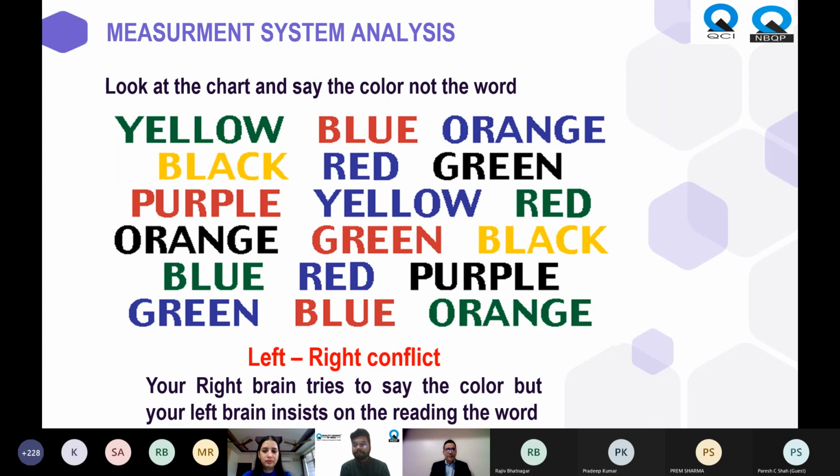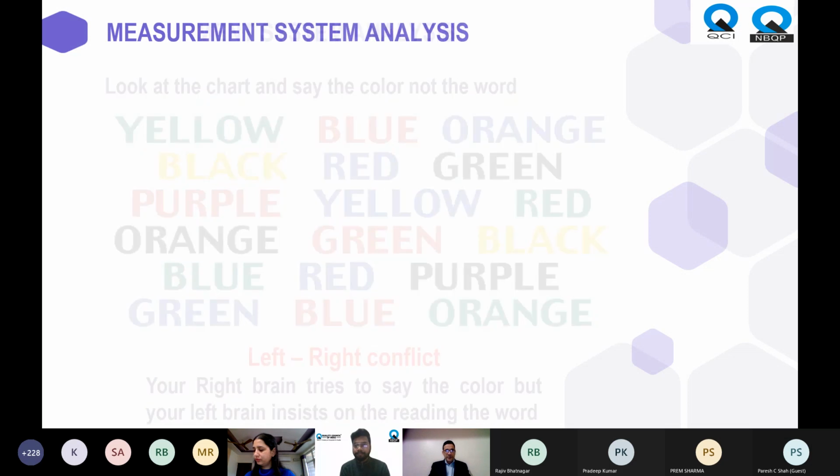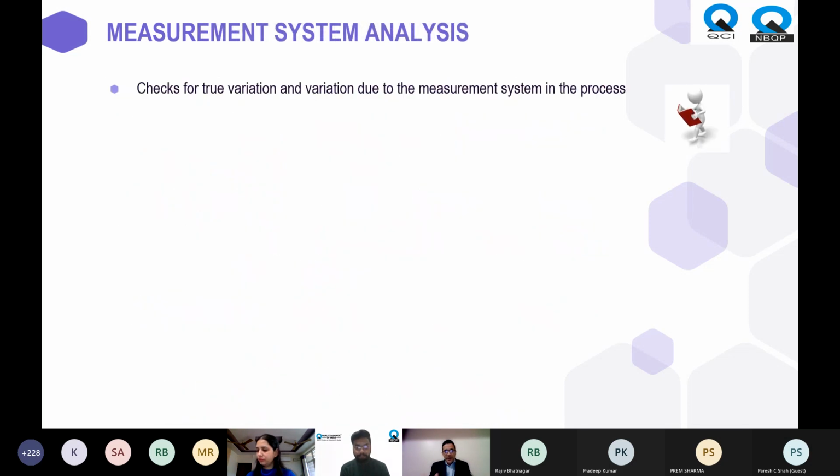So these all are part of my measurement system. When I am trying to capture the data, I am producing a piece and trying to capture the reading, some deviation comes between the operators. That all comes under MSA. So let's start with the technicals of MSA.